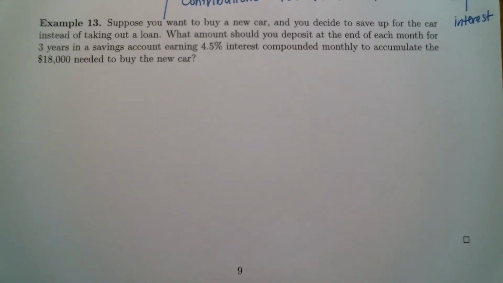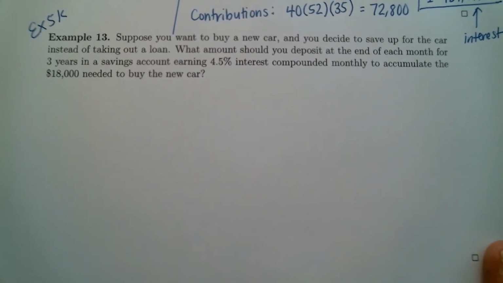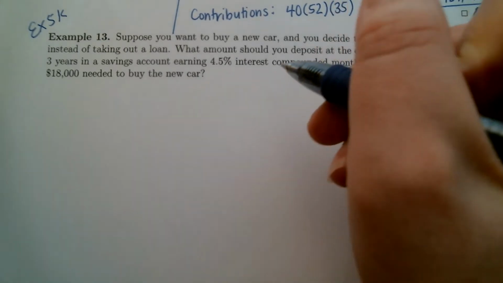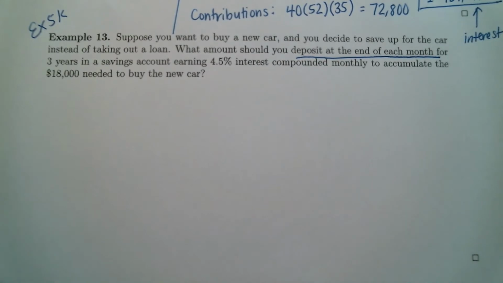All right, in example 5K, we talked about why, to solve this problem, you need to use the future value of an annuity formula. You are saving up money for your new car by making regular deposits. The key phrase here is deposit. How much should you deposit at the end of each month? So you're saving money, making regular deposits. That makes you have to use the future value of an annuity formula.